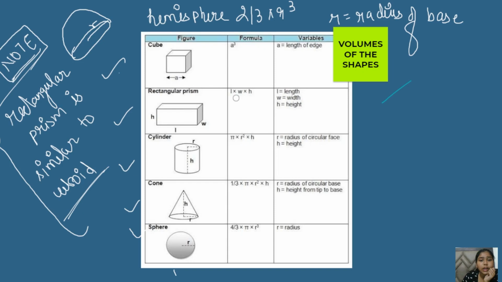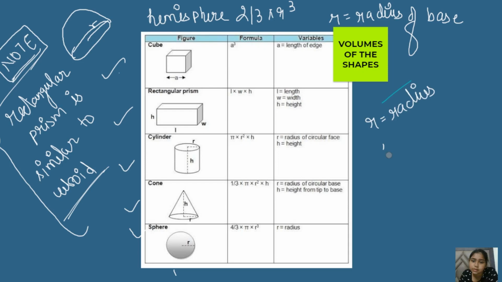Now in the case of cylinder, it is pi r square h, where pi is constant value, r is radius, and h is height of the cylinder. In the case of cone, it is 1 by 3 pi r square h, where pi is constant, r is radius, and h is the height from this tip to this base, right? Now sphere, 4 by 3 pi r cube, where r is the radius of the base and pi is the constant value, right?